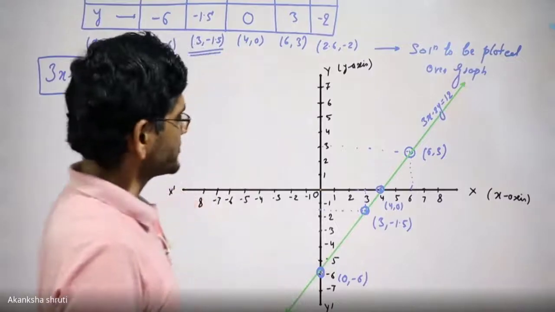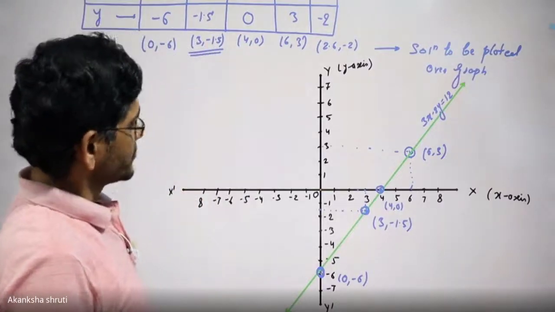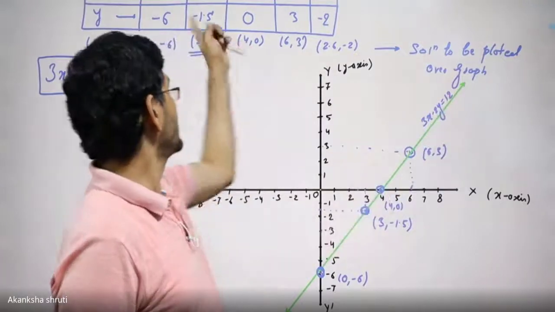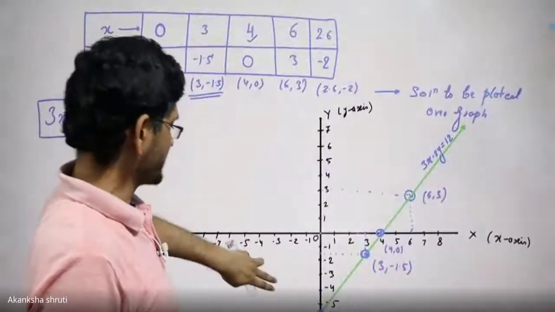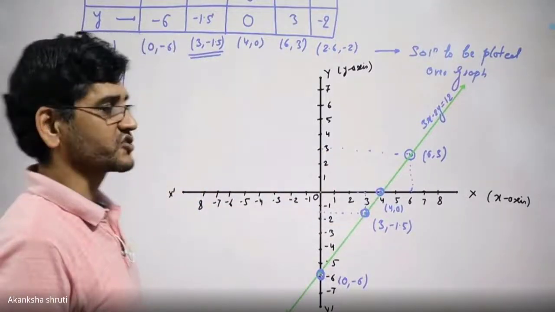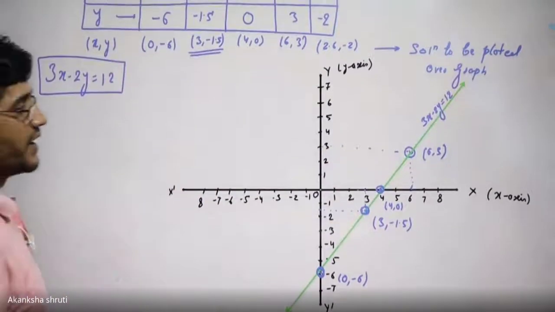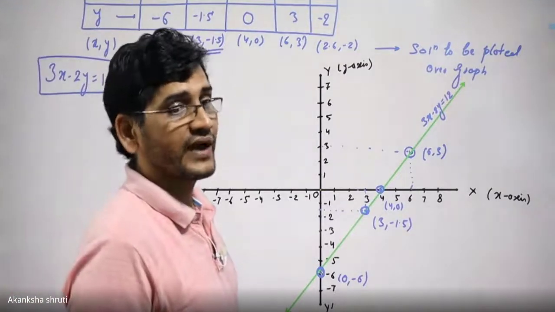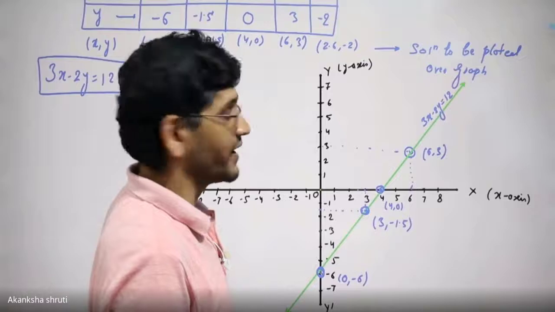Okay, students? So to plot the graph, we have to do this much: tabulate the solutions, plot them, and join. Always you will get a straight line. But from this straight line, various other questions arise.